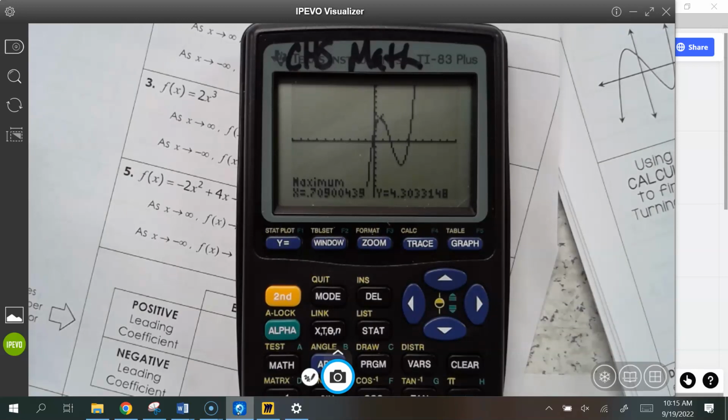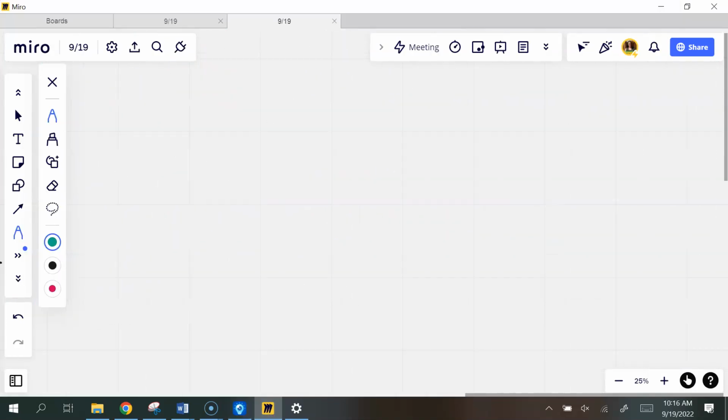Everybody, let me see your eyeballs so I know you're good. Yes or no, you have this value on your calculator. Okay. Yes, yes. Okay, look, let me show you what this means.